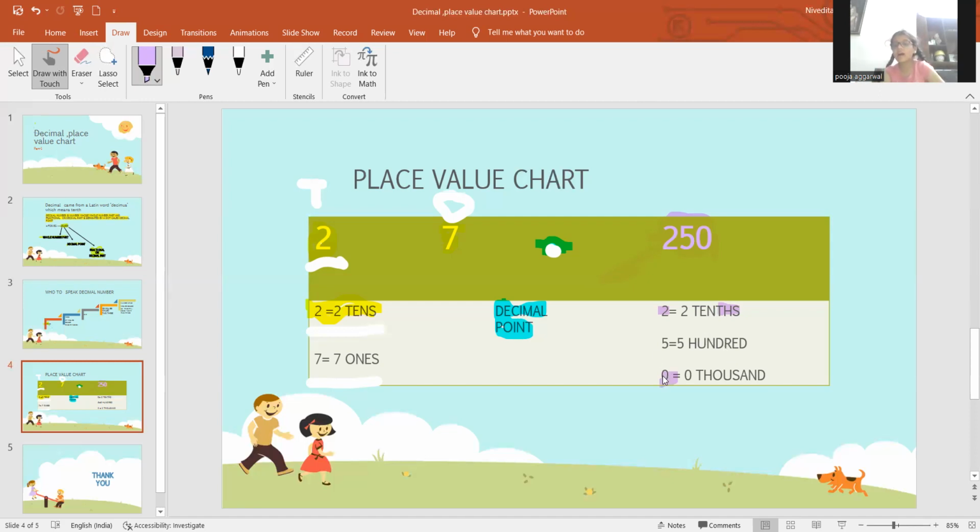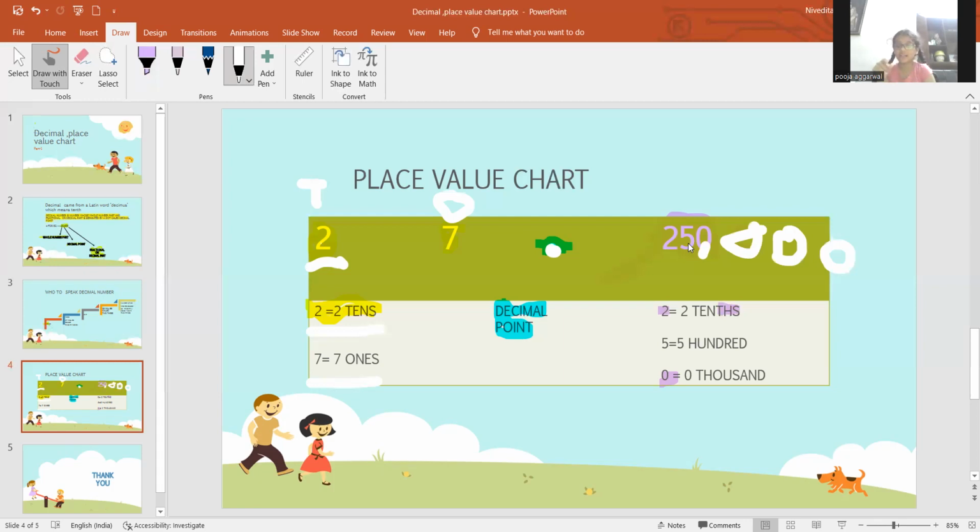And one more thing I have to tell you. If after the point there is any zero, 0 has no value after the point. We can put any number of zeros here. Here it is written 250, we can add 3 more zeros. But here in this 250, the 0 has no value.